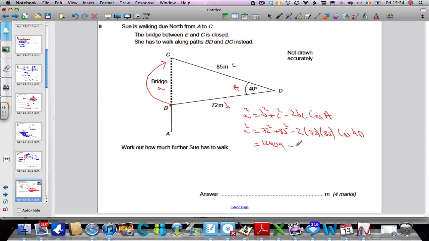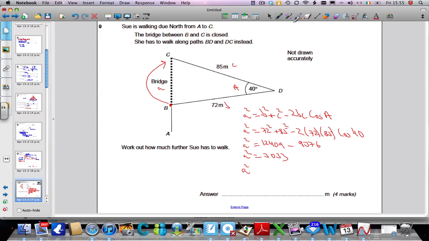12409. And I'm going to take away 2 times 72 times 85 times cos of 40, which is 9,376. So I just rounded that to the nearest unit. Let's find the difference. 12409, take away 9376 gives us 3033. So this is all a squared.